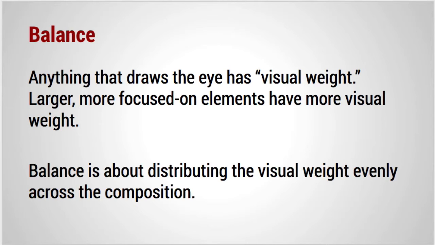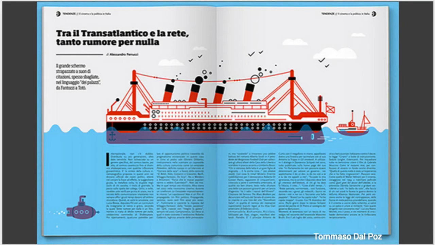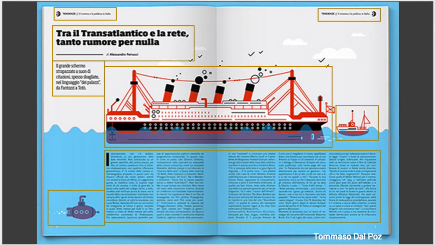So balance is really about distributing visual weight. Anything in your design that uses the design elements and draws attention has weight. And balance is about distributing that weight across a composition equally. In this design, for example, there is no perfect symmetry. If you fold the design down the middle, everything on the left doesn't line up with everything on the right. But if I box in everything in the design that has visual weight, you can see it doesn't match on the left and right. But there's just as much stuff on the left as there is on the right.